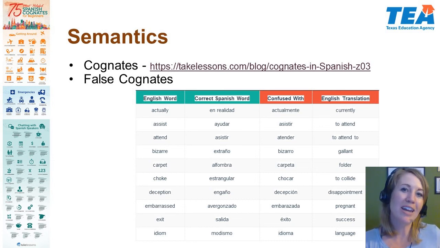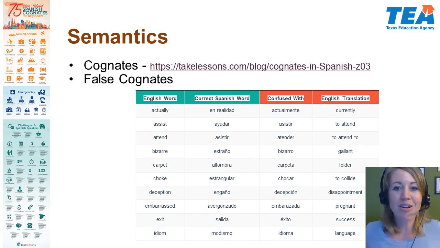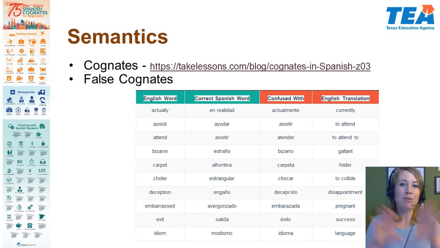So when you think you're trying to communicate in Spanish that you're embarrassed, you can actually be communicating in Spanish that you're pregnant, and those are completely different meanings. So these are called false cognates, when two words between two languages look the same, so people think they mean the same thing, but they actually mean the opposite thing.